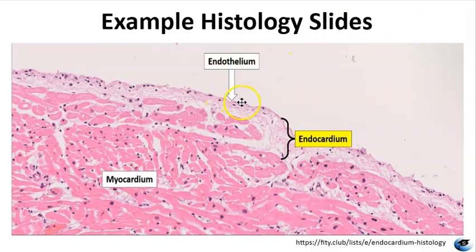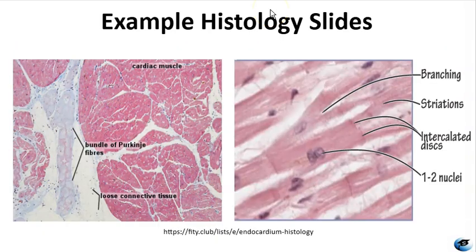This here is the endothelium, and it's a thin, flat layer of squamous epithelial cells, and beneath the endothelium is the endocardium. The endocardium includes endothelium and a layer of connective tissue that gives more structural support. And then the myocardium is beneath the endocardium. And this is the much thicker muscular layer that makes up the heart. Let's zoom in a little bit more. We'll look at cardiac muscle tissue and Purkinje fibers in a bit more detail.